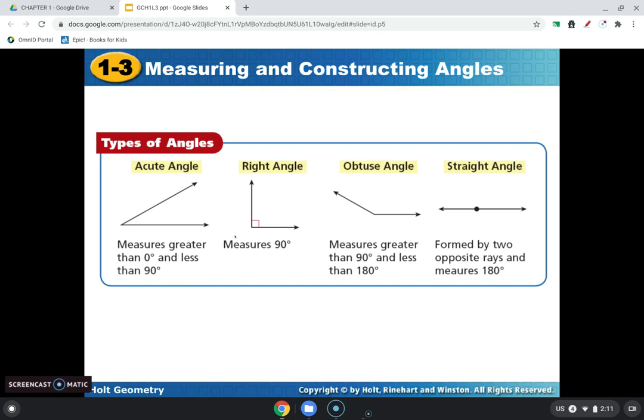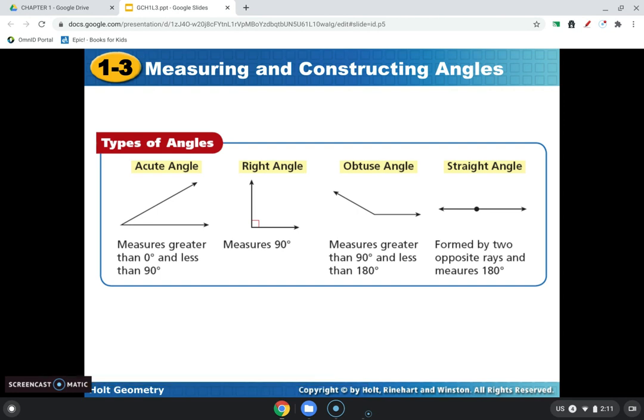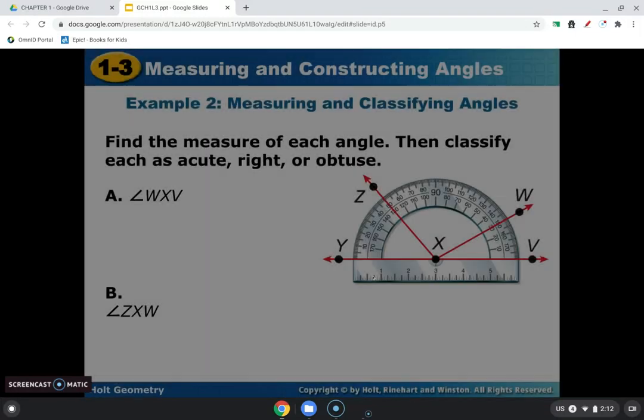All right. So there are 4 different types of angles that we're going to name in this section. An acute angle is an angle that is between 0 and 90, greater than 0 but less than 90. A right angle is exactly 90, and you use a little box there to show that it's a right angle. An obtuse angle is between 90 and 180, so greater than 90, but less than 180. And then a straight angle is a straight line that forms two opposite rays that measures exactly 180.